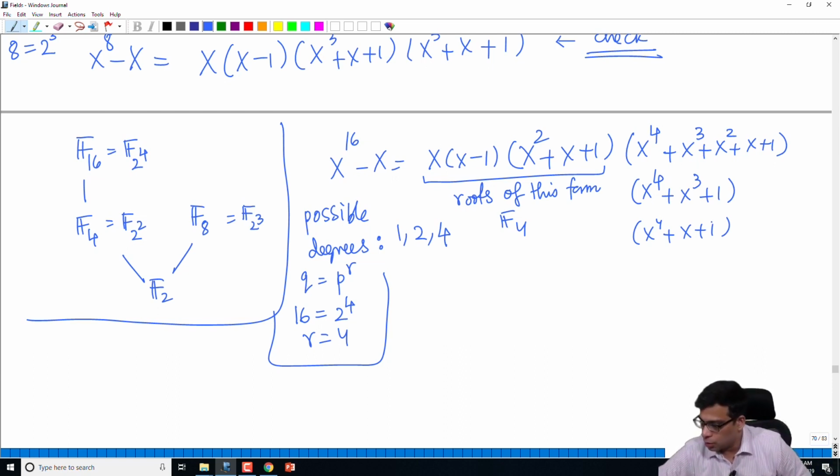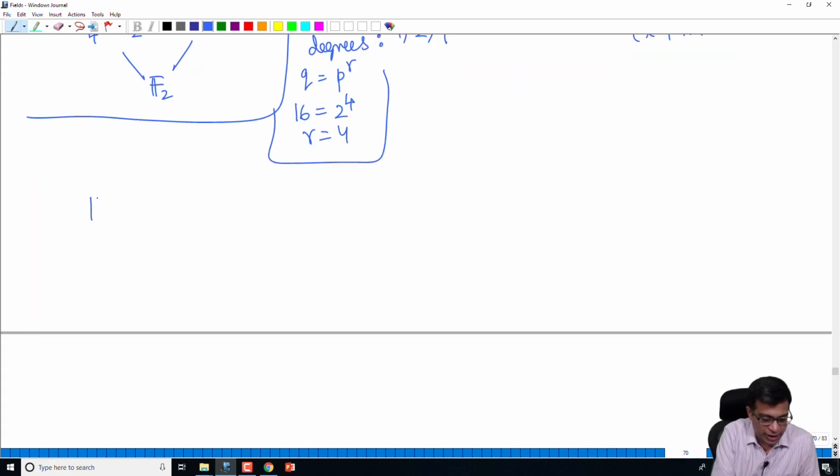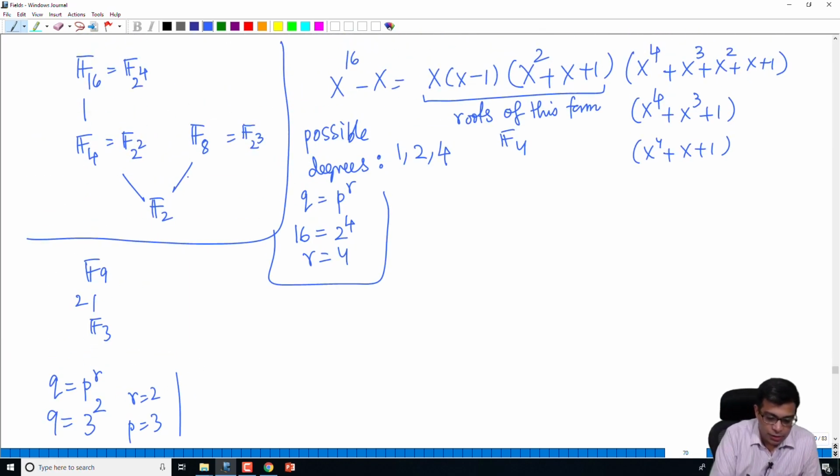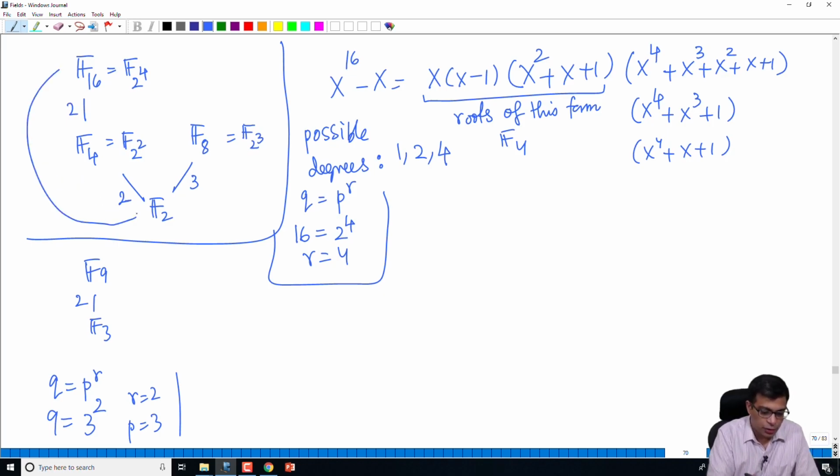Okay, so now one more example. Let's look at F9. So here q is 9, that means 9 is 3 squared, so r is 2 and p is 3. So F9 is a degree 2 extension of F3. Also I should finish this and put numbers here. So this is a degree 3 extension F8 of F2, this is a degree 2 extension, this is another degree 2 extension, and this is a degree 4 extension, as we know, also confirmed by the multiplicativity of degrees.